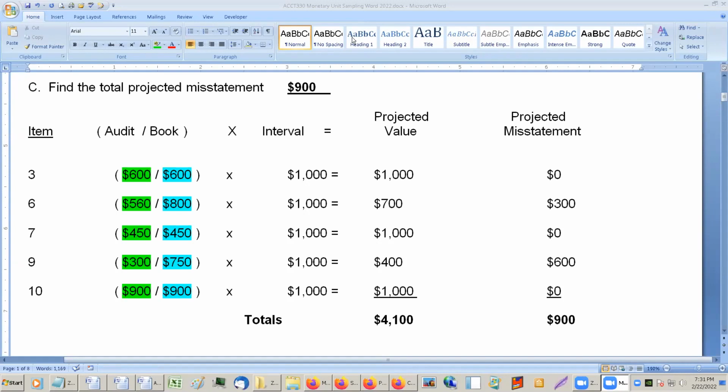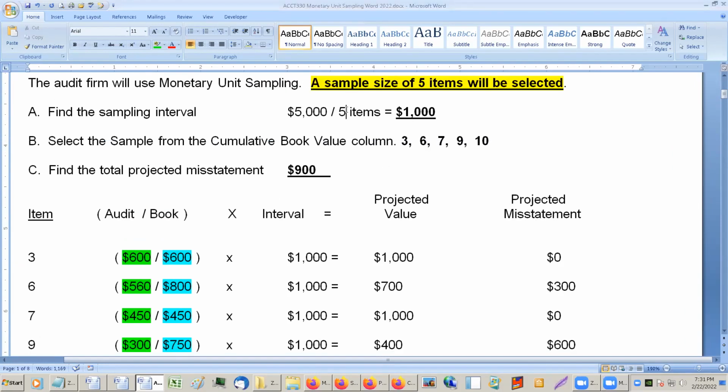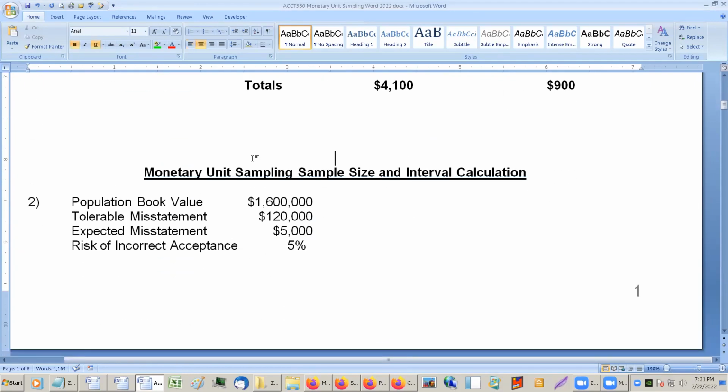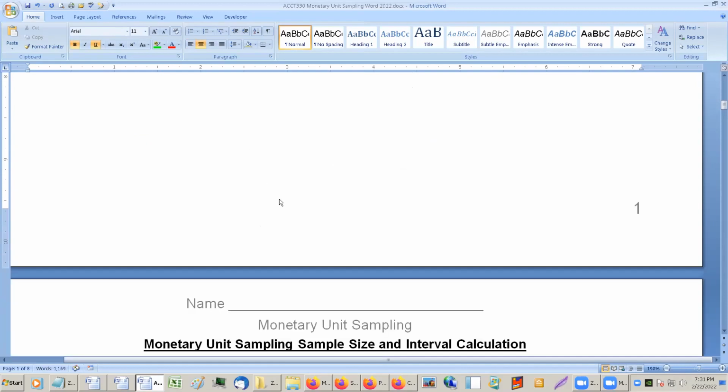All right, let's go to the second page. Now, on this first page, I gave you the sample of 5. On the second page, we get into how do we pick that sample? How do we know how many items to pick? And there's a formula for that.